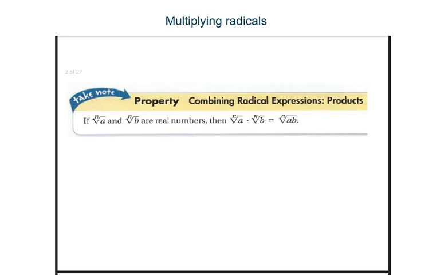Multiplying radicals is actually very simple. And if you read the formula right here, or the rule, it might sound complicated, but it's actually not. So let's read it. It says, if the nth root of a and the nth root of b are real numbers, then the nth root of a times the nth root of b is the nth root of a times b. So you pretty much just put them together. I'll show you an example.